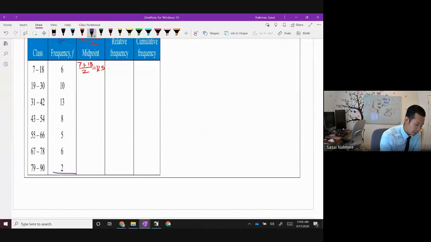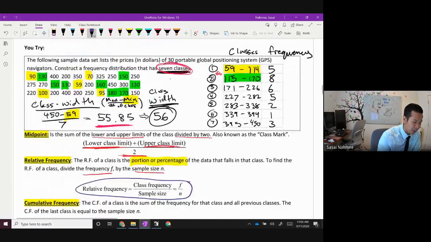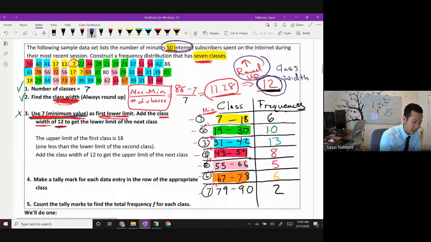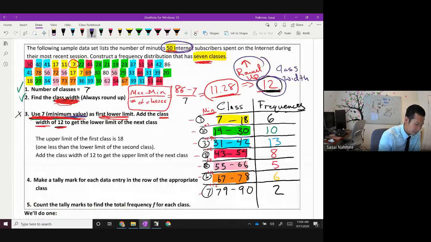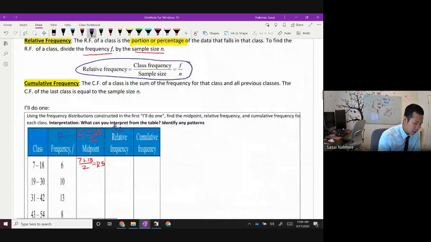So if I add up all these numbers, the 6 plus 10 plus 13 plus 8 plus 5 plus 6 plus 2, this will tell me that n is equal to 50, right? If you add all these numbers up in this chart, it should equal how many numbers you counted when you were looking at your data. So that's where I get the n from.